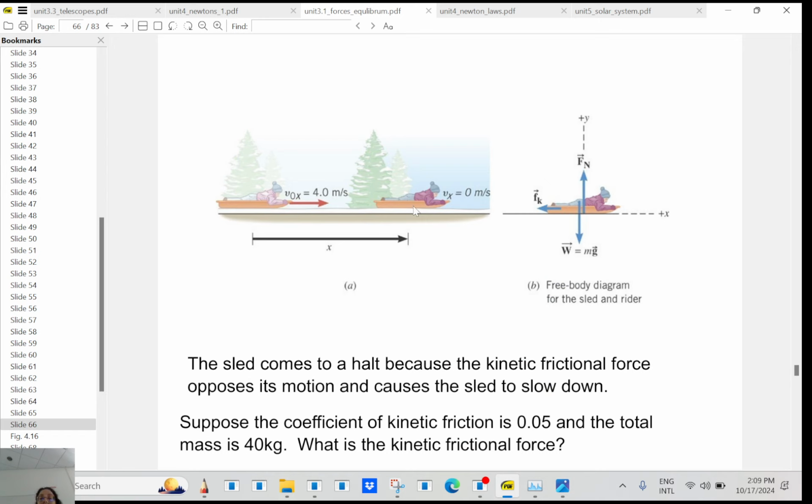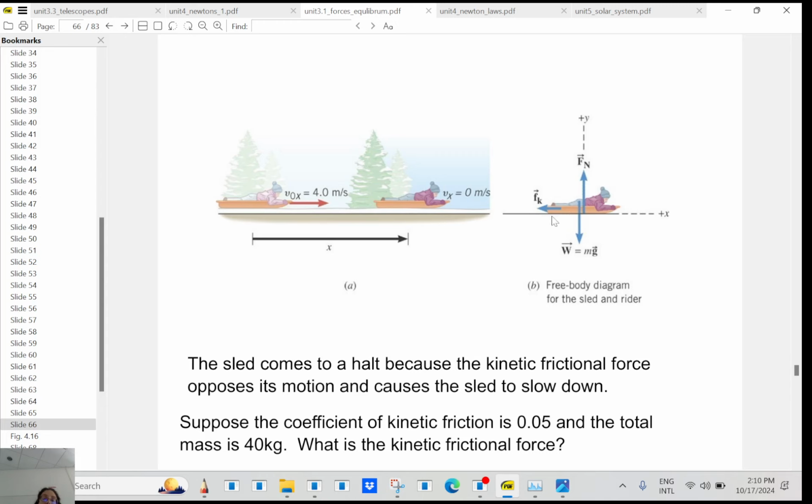Okay, so let's do something easy. You see, the only force acting here is kinetic friction. So that will be my free body diagram. Weight is pulling down. It's going to be balanced out by the normal force. Normal means perpendicular. The floor, or the snow, is being pushed down, so it's going to push back up. So that's called the normal force.